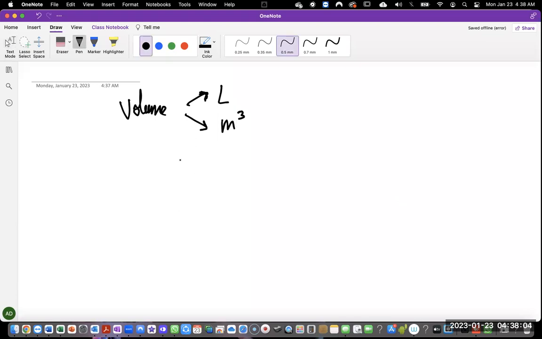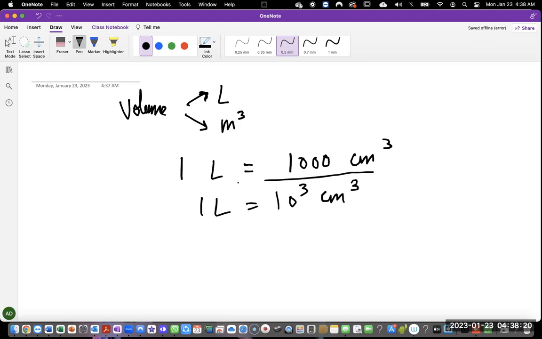Okay, so the conversion that we need to remember is that 1 liter is 1,000 centimeter cube. 1,000 means 10 to the power 3, so this can also be written as this, because this is one conversion factor that you want to keep note of. This will come in handy whenever we have to make a conversion where you're changing a unit from one base unit to another base unit.